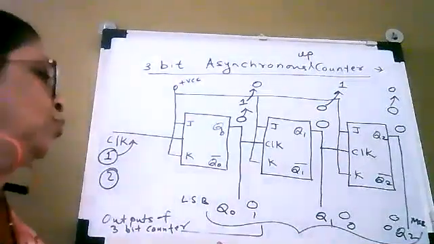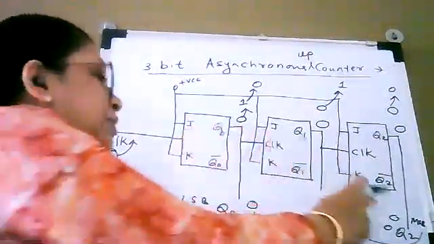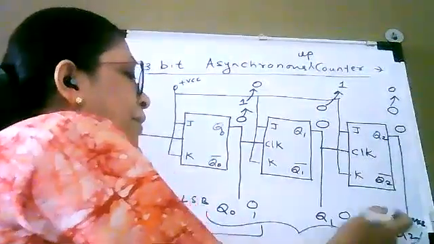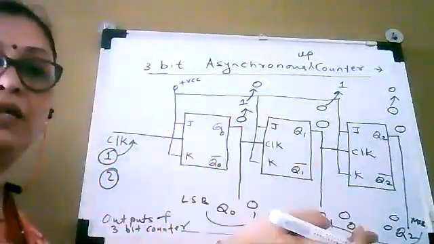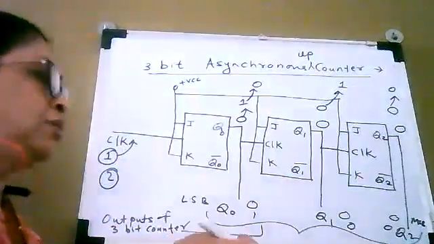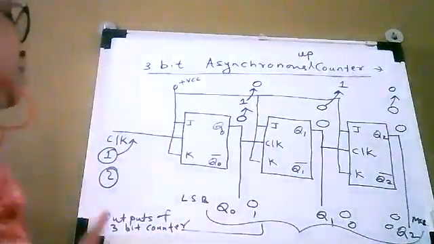0, 1, 0 is nothing but 2. So initially we have got 0, 0, 0. Then we have got 0, 0, 1. And then we are getting 0, 1, 0. So this is our third count.